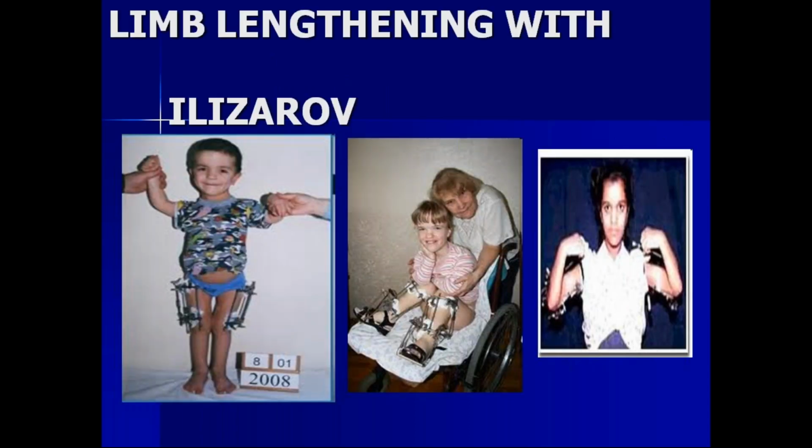This is the Ilizarov. Using the Ilizarov external fixator, you can lengthen the short limbs in a staged manner. You don't do it all at once, but you can do two legs at a time or two hands at a time. So that is achondroplasia.